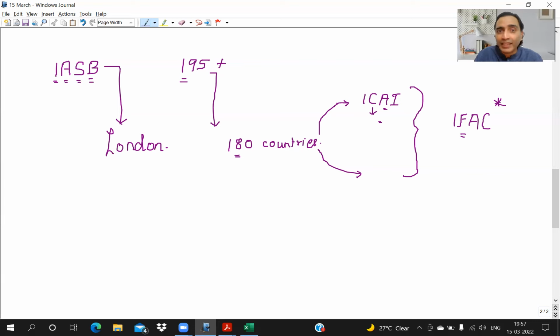Like in India, we have ICAI. In the UK, we have some other bodies. IASB has been set up in London. That is their head office, headquarters. So it's the International Accounting Standards Board that issues IFRS.